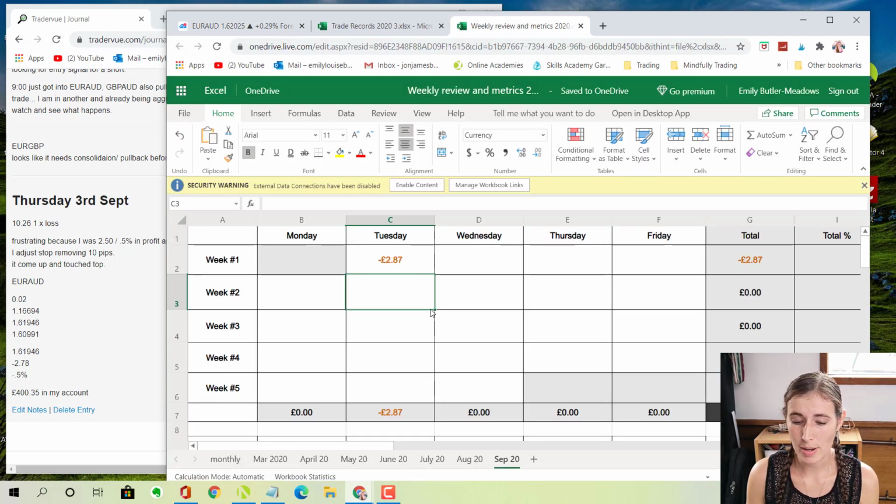Okay, so minus £2.87, it's not the end of the world. It's minus 0.5% on the account. My account's small. It's not exactly the best start I would have liked to have had for the new month, but it's only one trade in. So I think cutting losers is always a good start. It's better than letting them run and having a bigger loss than necessary.